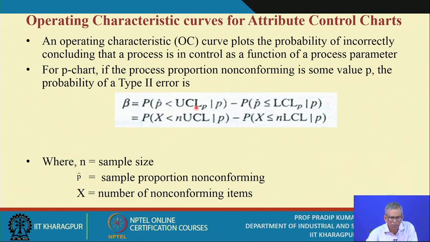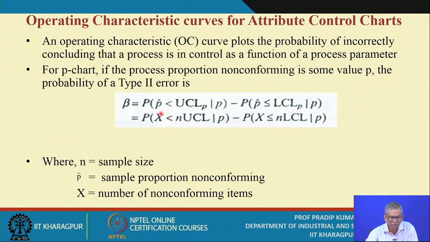That means even if at a particular value of p, what is the probability that the point will be plotted within a region defined by the upper control limit and the lower control limit? So this is the expression: the probability that the value of p is less than UCLP minus the probability that p is less than or equal to LCLP. Is it clear? Given a value of p.